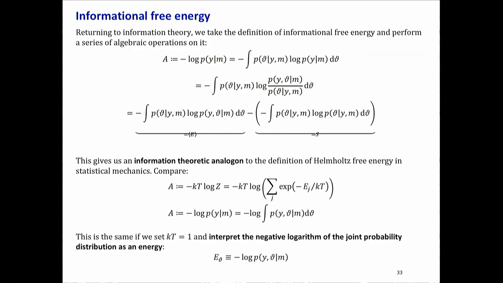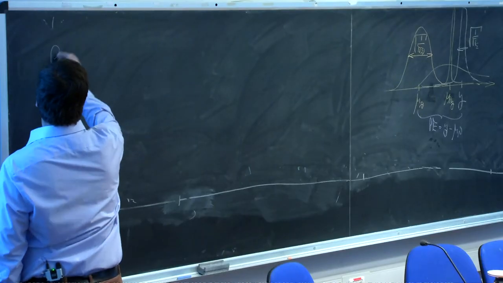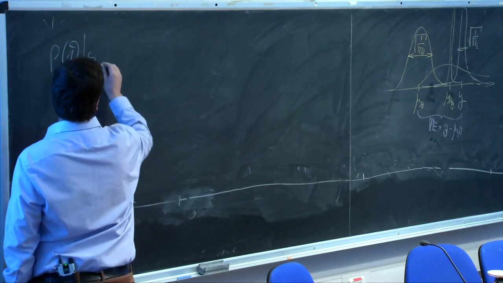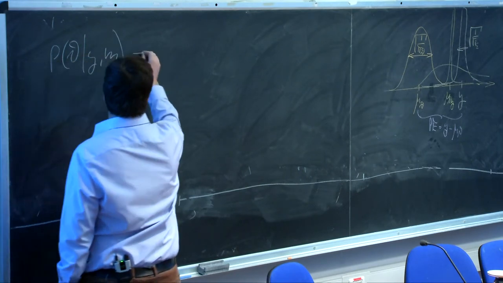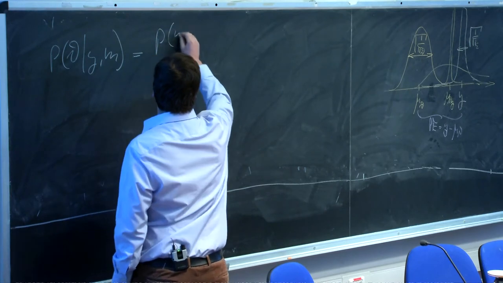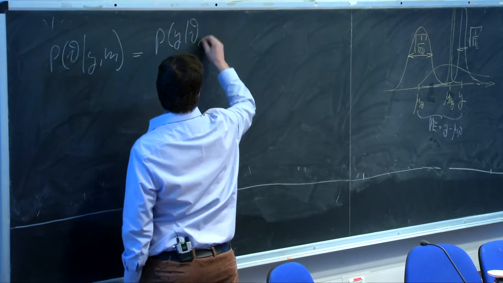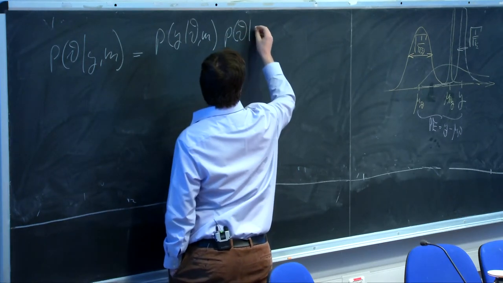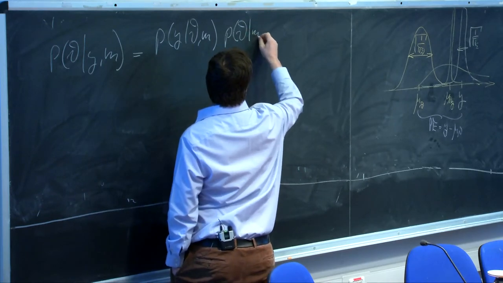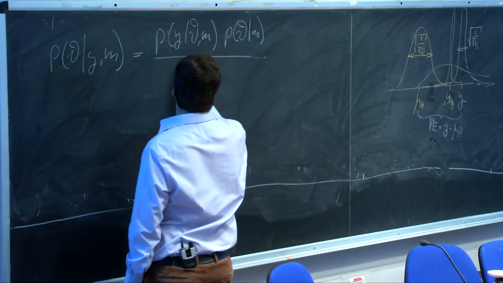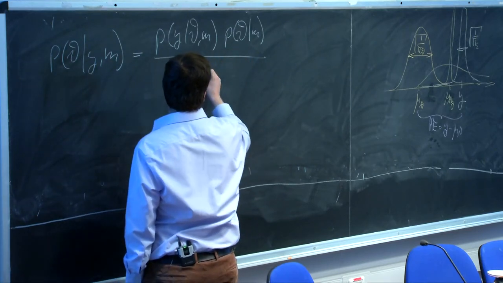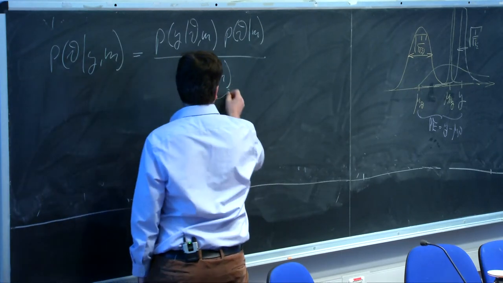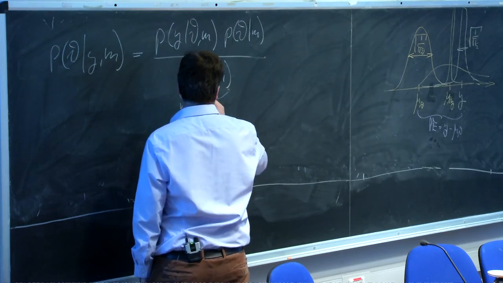Let's look at this for a second because it's important. So in Bayes' theorem, you have your posterior probability on theta given observations y and model m. It is the likelihood, the probability of an observation y given parameters theta and the model m, and your priors on the parameters. And now in the denominator here, you've got your model evidence. This is called the model evidence.